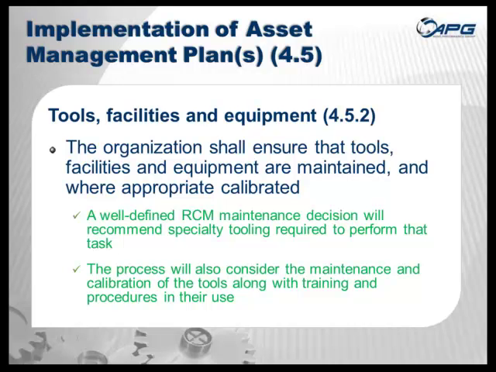It has as a requirement that the organization shall ensure that tools, facilities, and equipment are maintained and, where appropriate, calibrated. RCM puts a strong emphasis on well-defined and well-developed maintenance practices, which would include recommendations or comments, or at the very least, listing any specialty tooling that would be required to perform a specific maintenance task. Along with that should be a process in place to ensure that those tools are in good working order, that if you are calibrating or modifying or checking something, the tool itself is providing appropriate information back to the maintainer or the operator. Therefore, the connection back to the analysis of this element is simply the identification of those tools and then realizing that those tools need to also be maintained and calibrated.